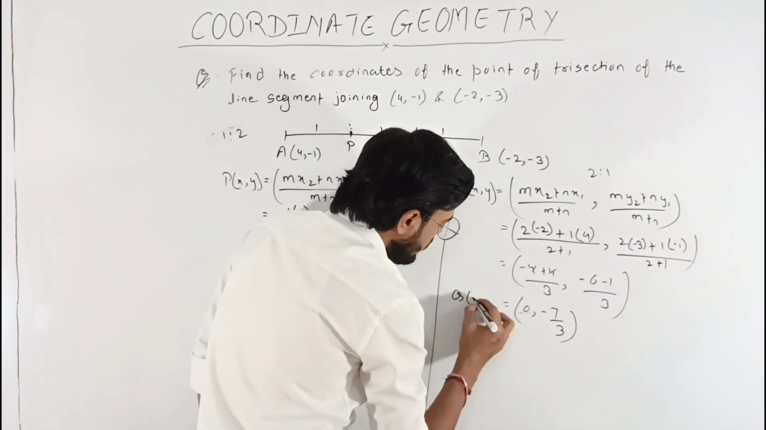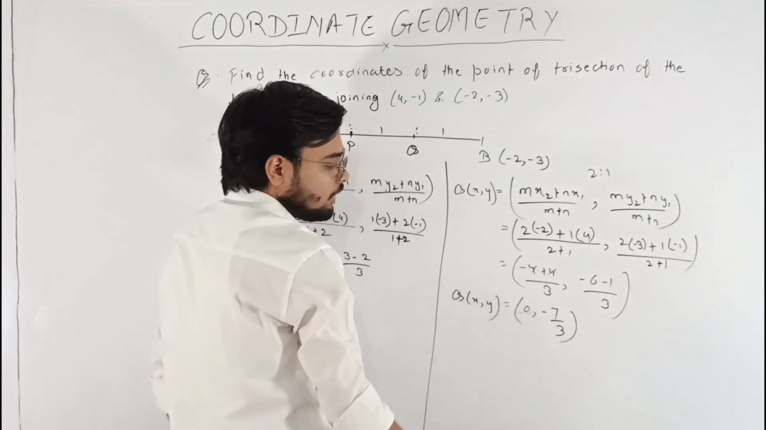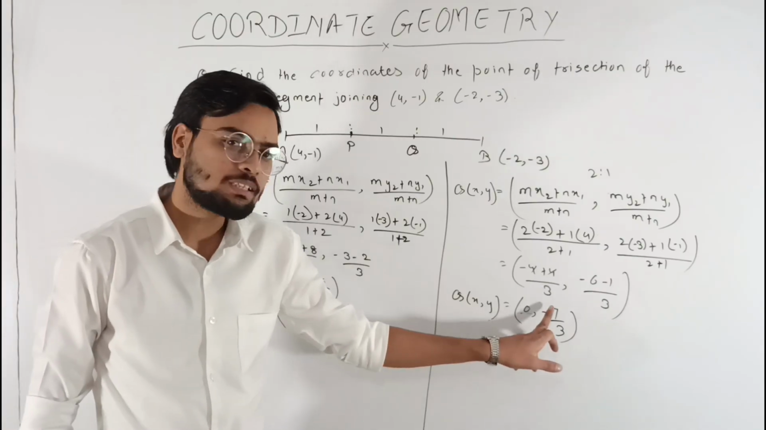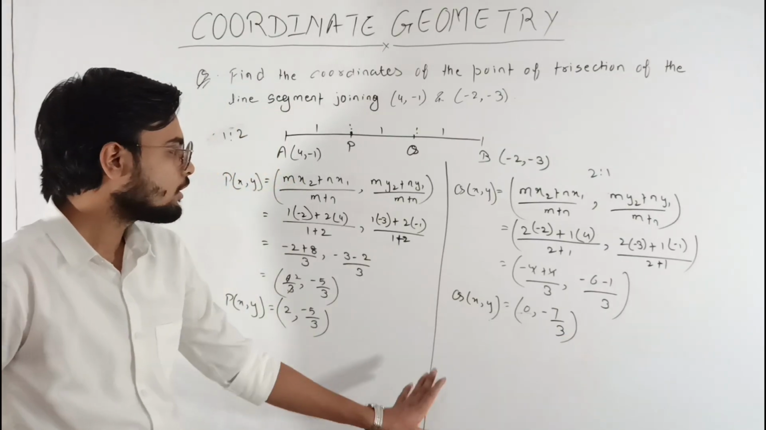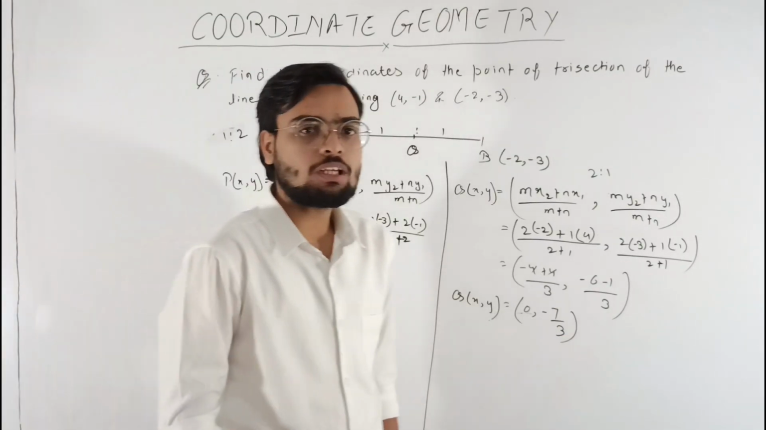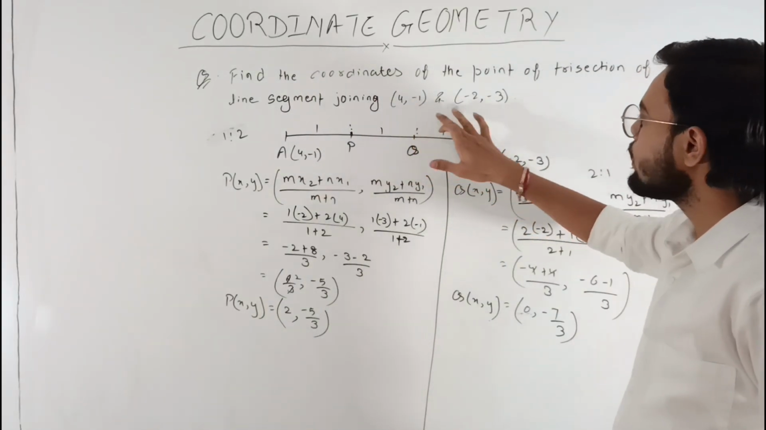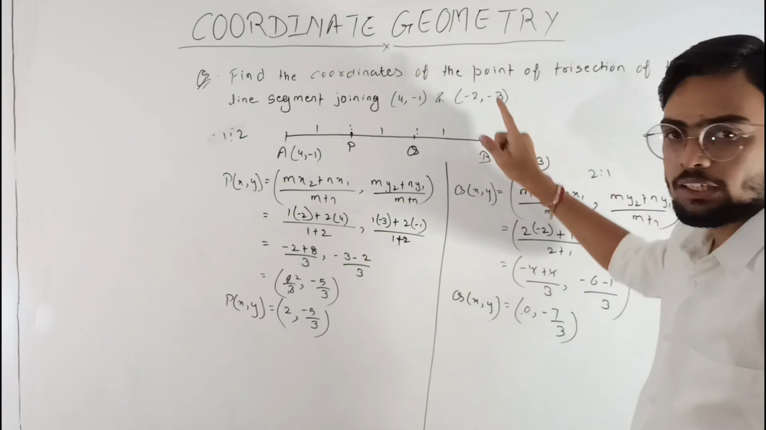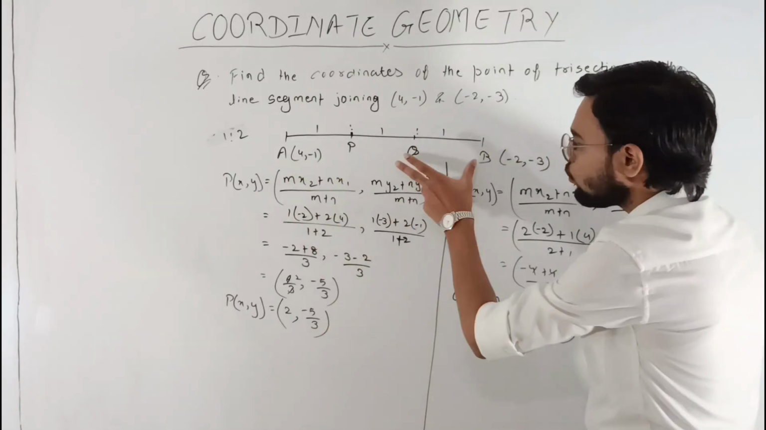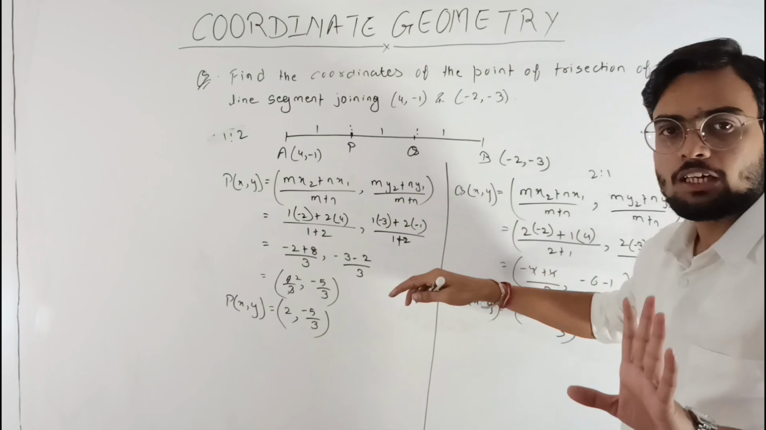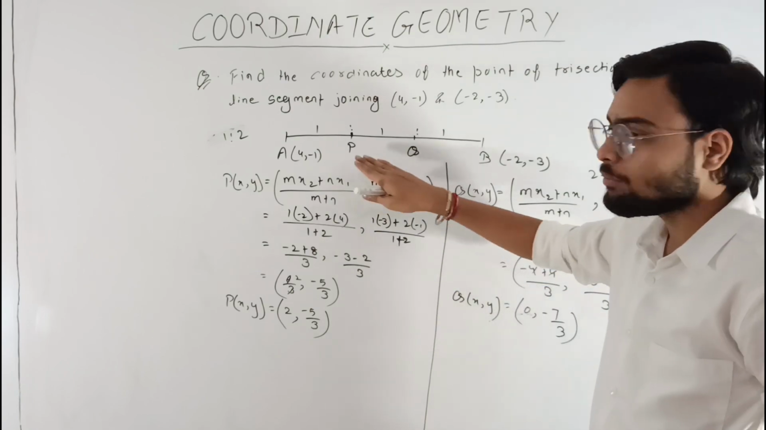So Q(x, y) is what? 0 comma minus 7 upon 3. So the x coordinate of Q is 0 and the y coordinate of Q is minus 7 upon 3. Let's see one more time. The question said that we have 2 points, which are 4 and minus 1, and minus 2 and minus 3, and the line joining these 2 points is trisected. Trisect means the line is divided into 3 equal parts. Then we have to find the coordinates of these points.